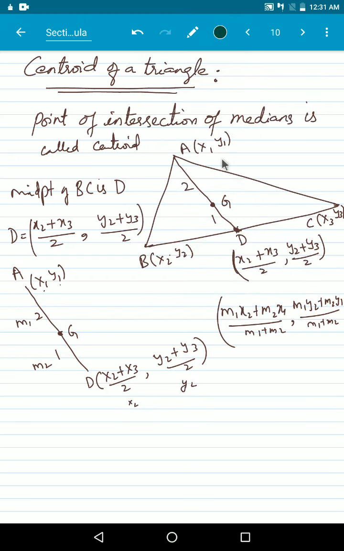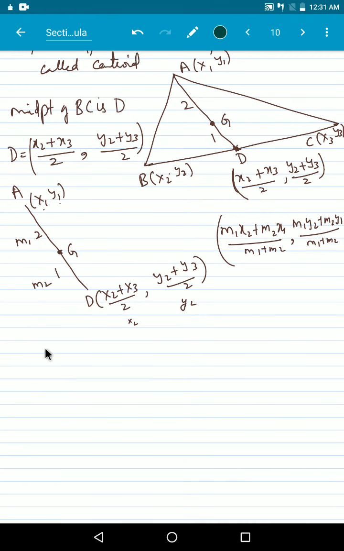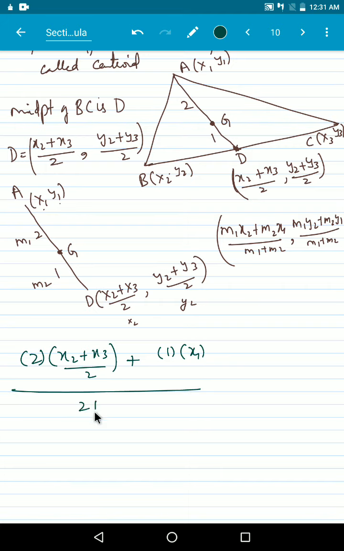I hope you are understanding this derivation. Now M1 is 2, multiplied by (x2 plus x3) divided by 2, plus M2, which is 1, times x1, whole divided by 2 plus 1. So this 2 will get cancelled. What do we have here? x2 plus x3 plus x1 will be left. Or can we write that as (x1 plus x2 plus x3) divided by 3? Yes, x1, x2, x3 divided by 3.